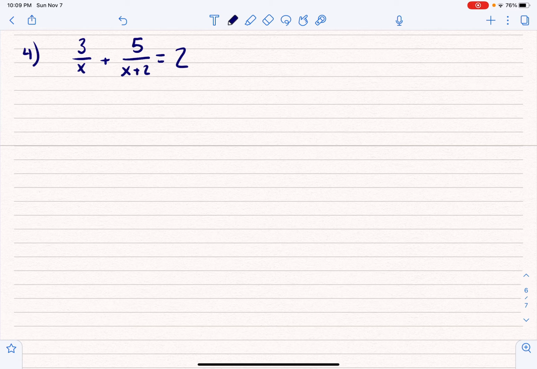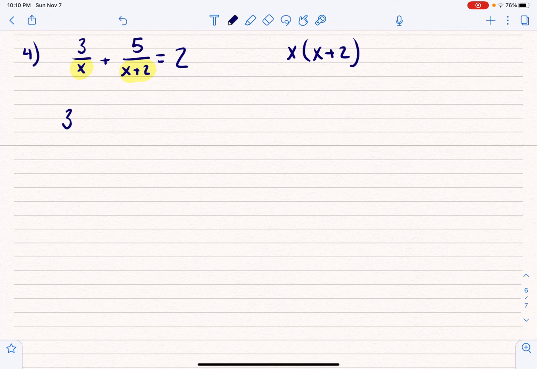So this is what number 4 looked like on your homework, and hopefully you had an idea of how to do it. We've talked about it before. We said anytime you have fractions, you could find a common denominator. In this case, the common denominator is x times x plus 2, and you'd multiply everything by this common denominator. And that's what makes fractions go away.